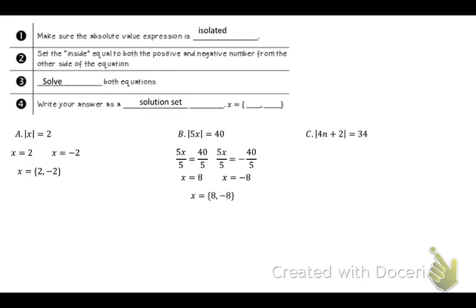This one, again, set the inside equal to positive and negative, so that's going to be 4n plus 2 equals 34, and 4n plus 2 equals -34. Solve that for n. Subtract the 2, you get 32. Divide by 4, you get 8. Here you get -36. Divide by 4, and you get -9. So it's 8 and -9.